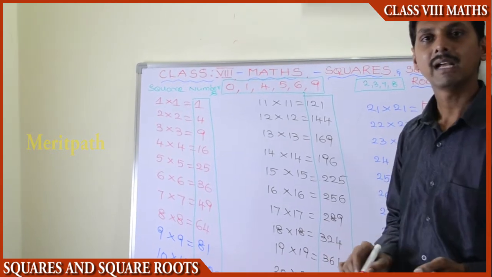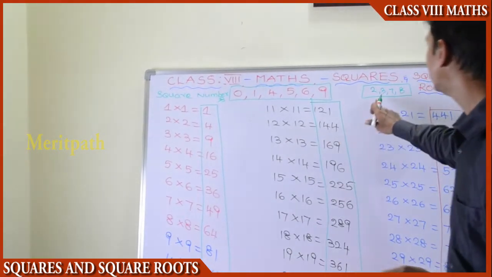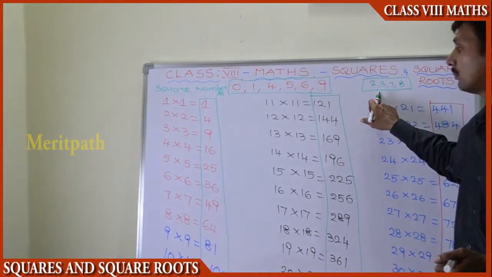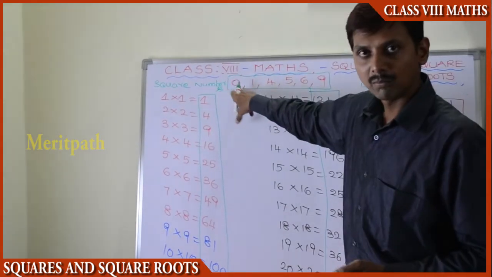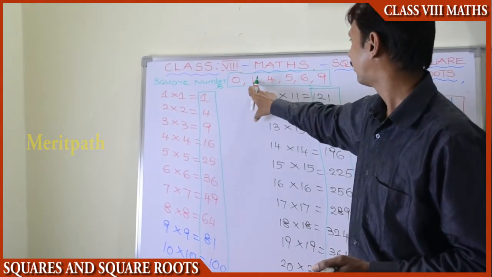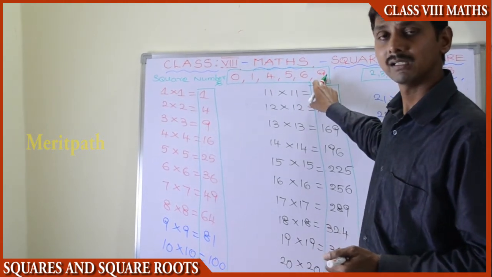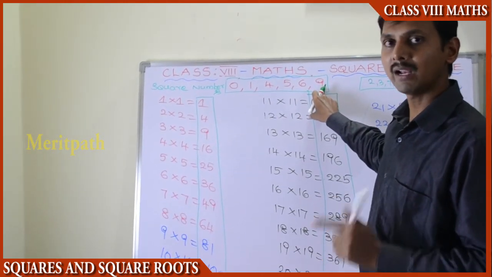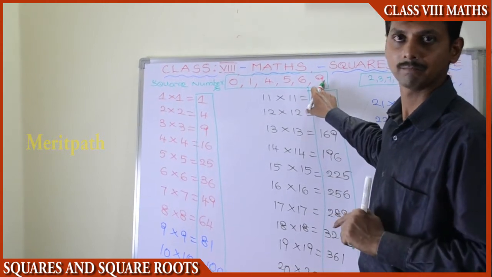If a number is ending with the digit 2, 3, 7, 8, it is not a square number, but if a number is ending with the digit 1, 4, 5, 6, 9, it may be a square number or may not be a square number.